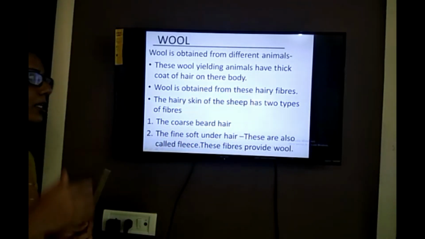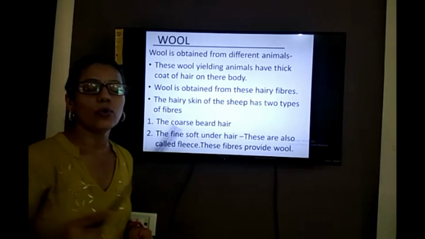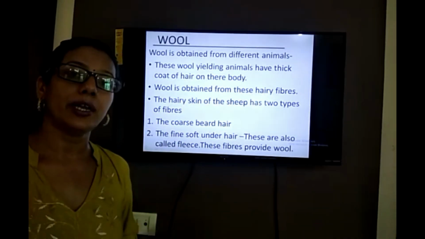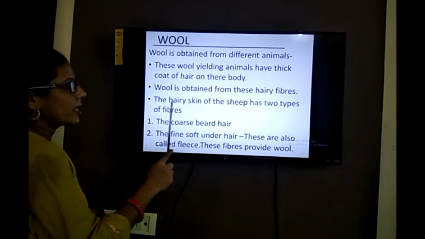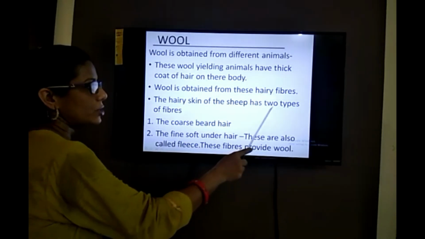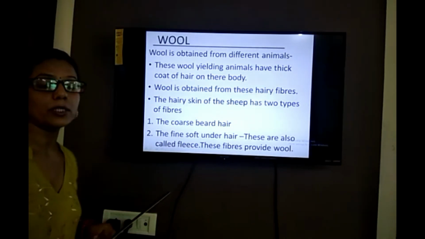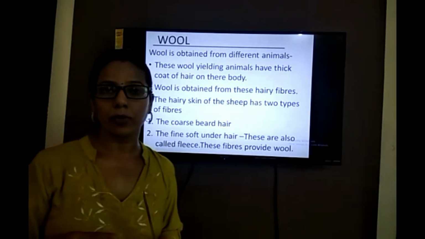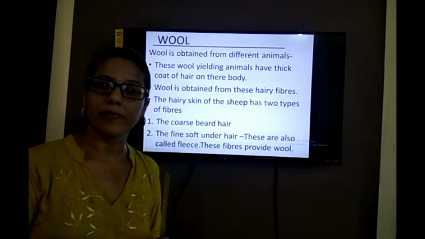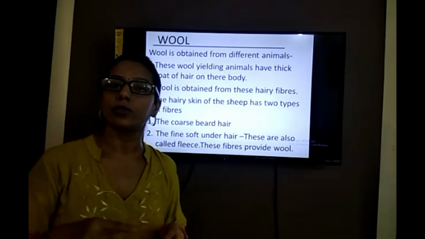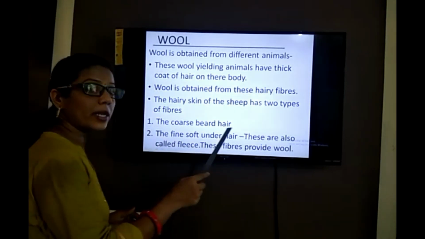Next, wool is obtained from these hairy fibers. So these wool yielding animals have a thick coat of hair on their body, and wool is obtained from these hairy fibers present on their body. Next, the hairy skin of the sheep has two types of fibers. The first is the coarse beard hair. The outer coarse hair is also known as rough hair, and it is used to make socks and other items.